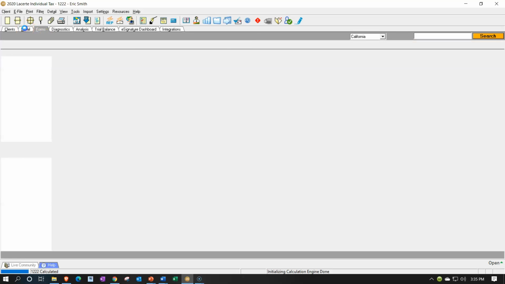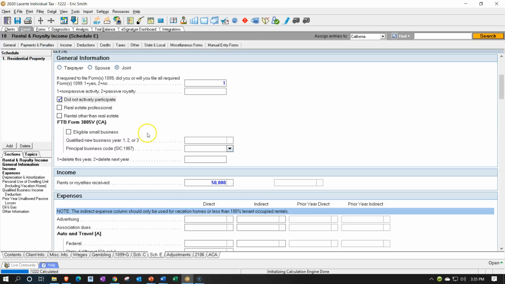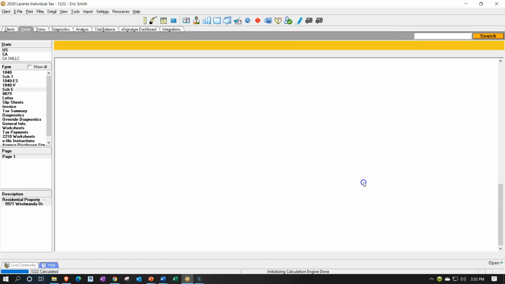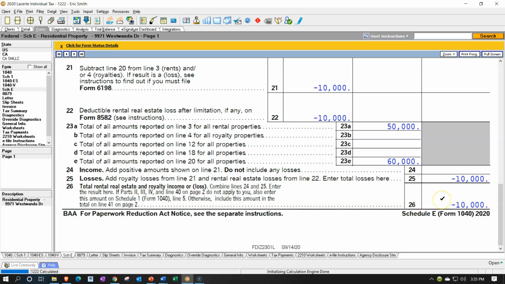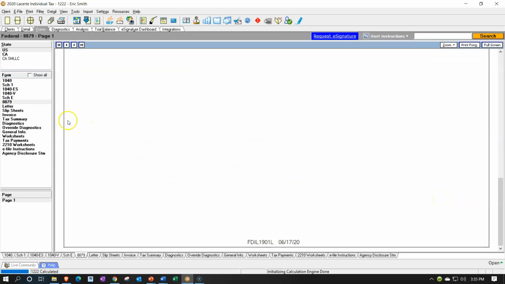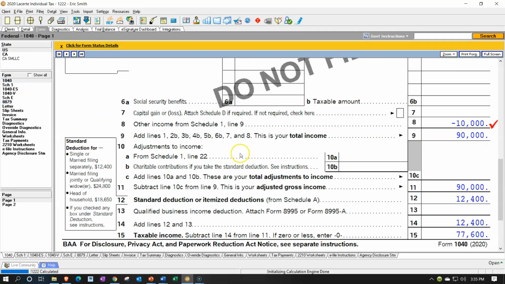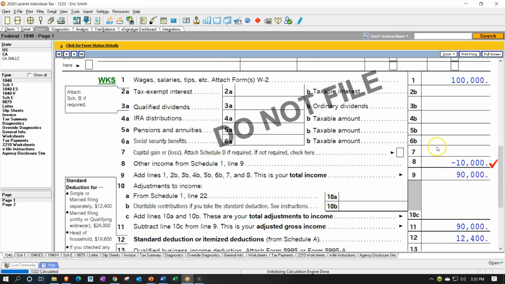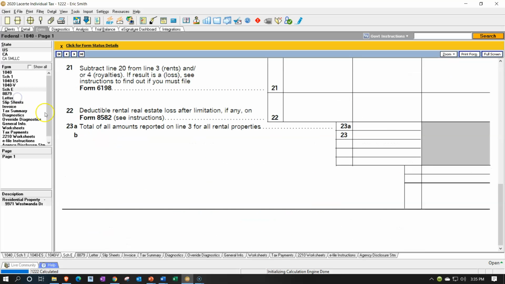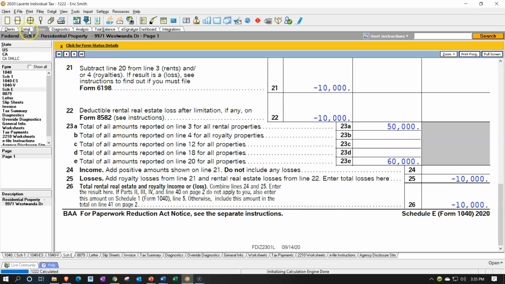If the taxpayer did actively participate, then we may be able to get access to that loss and take it against the W-2 income. There's the 10,000 now that's been released. You can see it here on the 1040 then. We have the 10,000 now being taken against the 100,000 active income from the W-2 income. So that's what we would like to do if we have the rental losses, take them against the active income if possible. So if we go back to the Schedule E, we note that it's limited then.